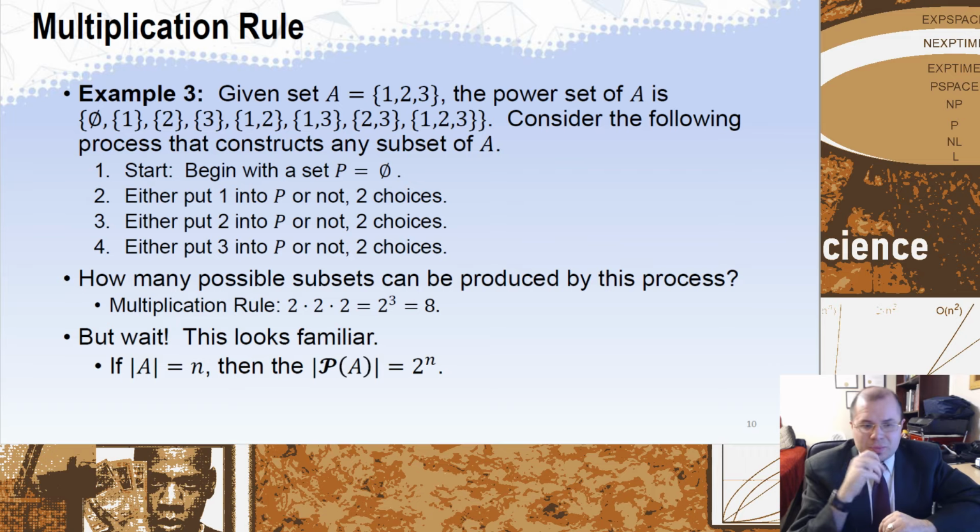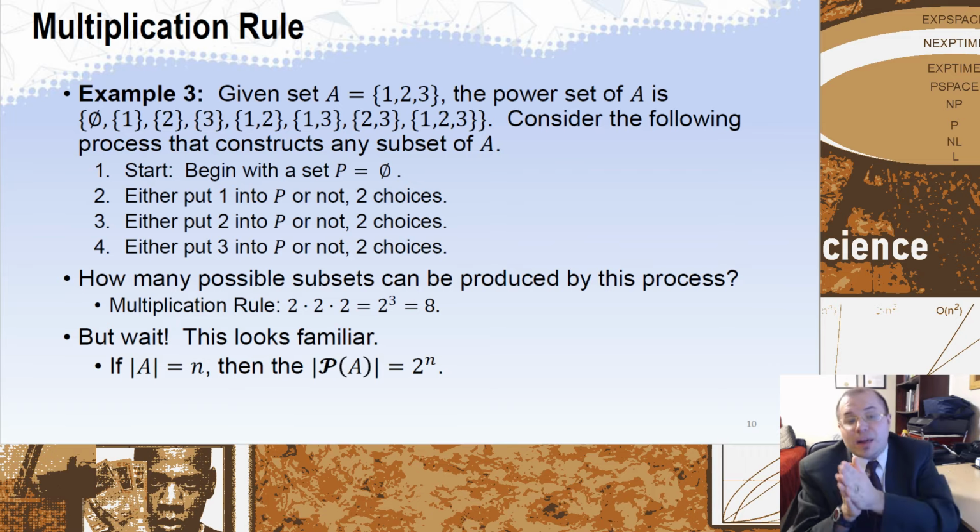Well, notice that each one of these possibilities has two choices. This is regardless of which element I put in or not put in, because each one of these doesn't depend on what happens before that. The number of choices I make doesn't depend on the previous actions. It's always constant, regardless of which state I decide to be in.